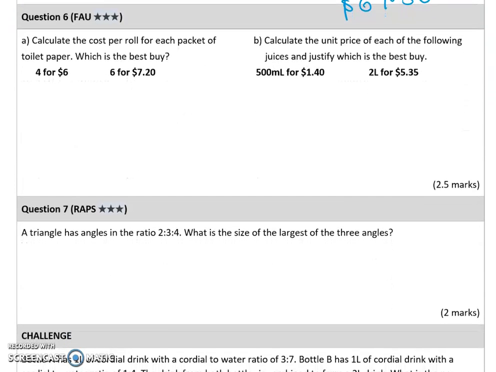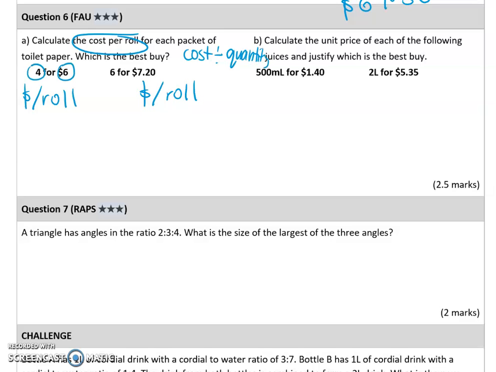Question 6, calculate the cost per roll. Cost per roll is needed for each packet of toilet paper, which is the best buy. Let's find out the cost per roll, and the best buy formula is cost divided by quantity. Cost divided by quantity. So the cost is $6, the quantity is 4. 6 divided by 4.